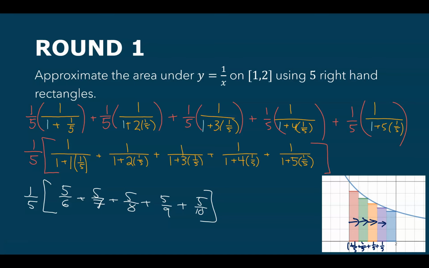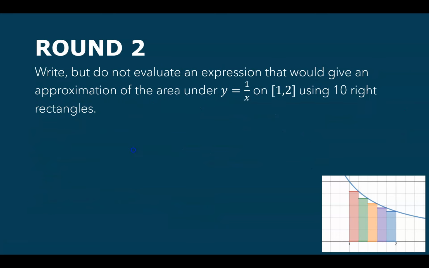Okay, so that was round 1. If you knew what I was going to write, we're ready for round 2. So this time we're going to write, but do not evaluate, an expression that would give the approximation of the area. So this is nice. I just have to write things out. I don't have to simplify or anything like that. Using 10 right rectangles. Now, if you know sigma notation, you have to go back and forth, so we're going to do this the long way.